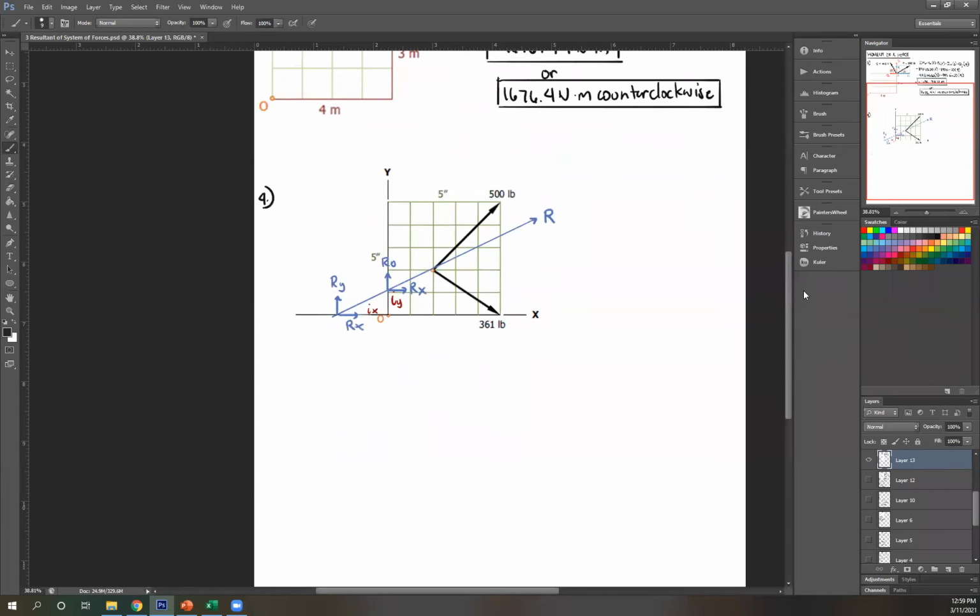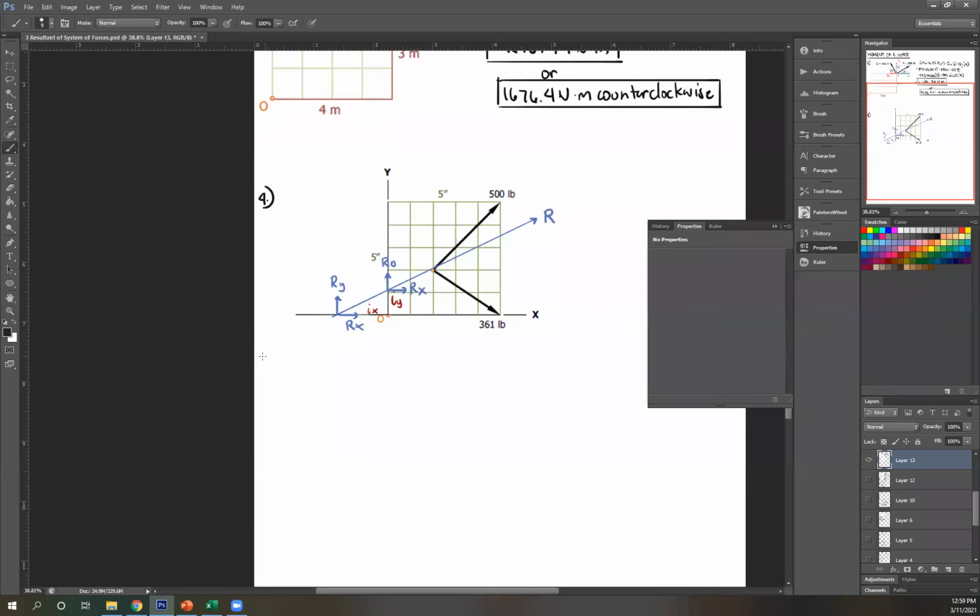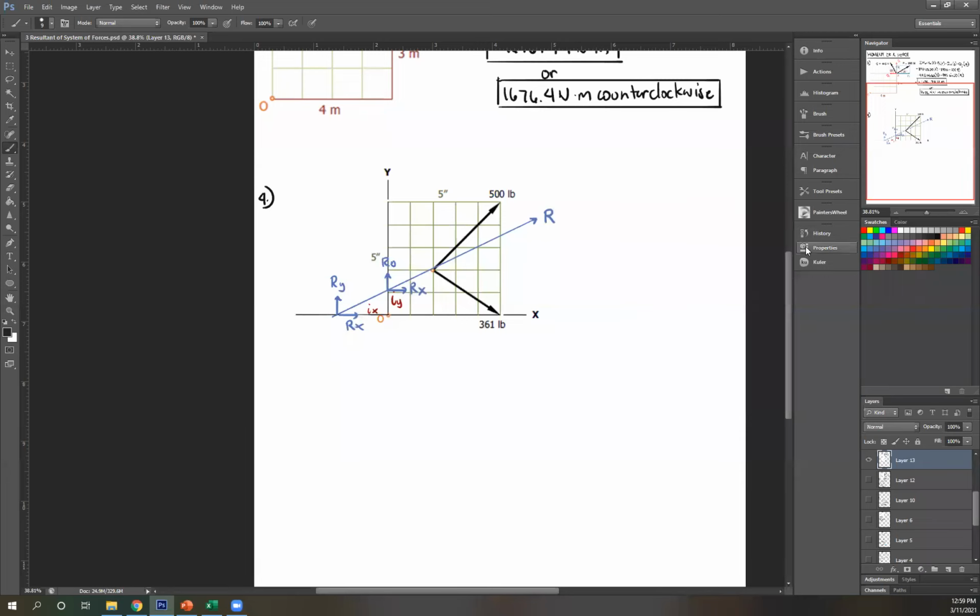Let's start with Rx. Rx is just summation of forces X. So it's just the X component of these two. So there's no angle involved. We're given a grid, so most likely this would be slope. So let's get the slope of this.